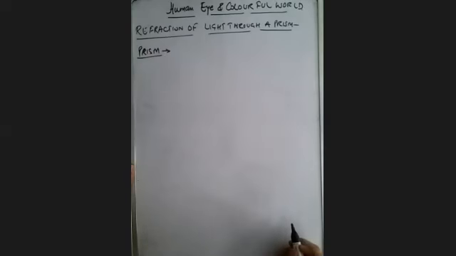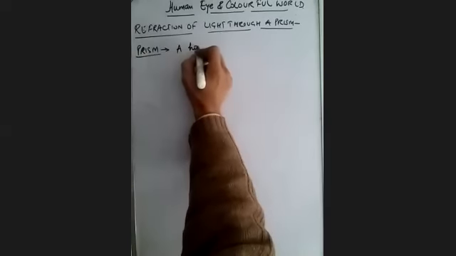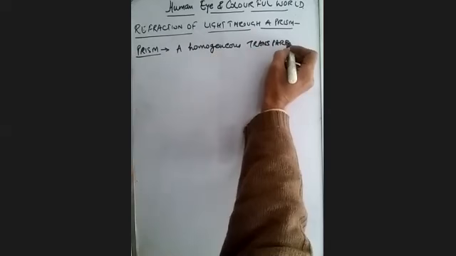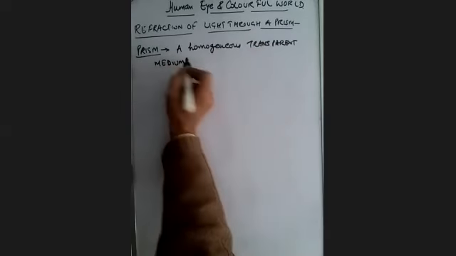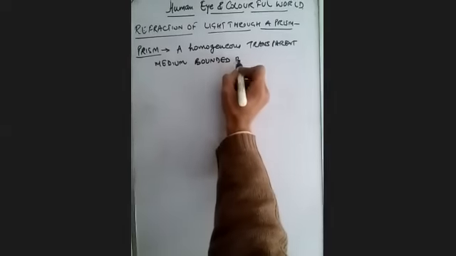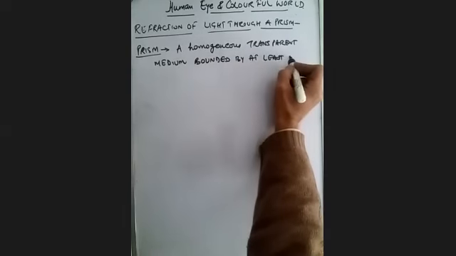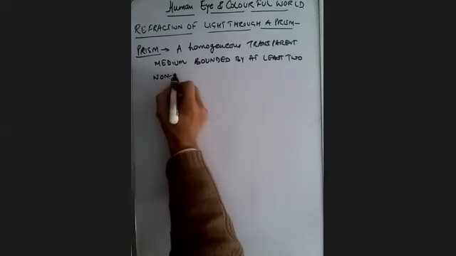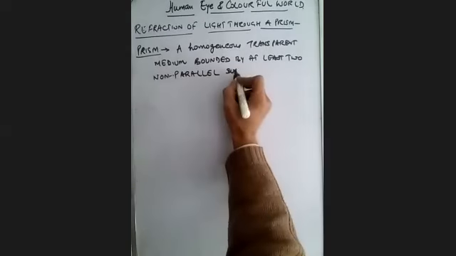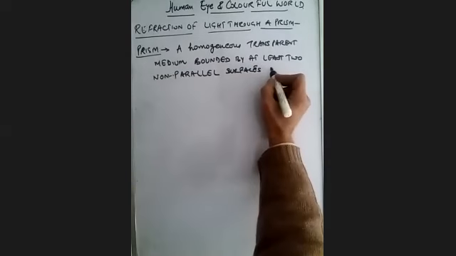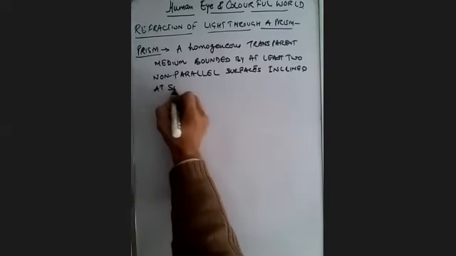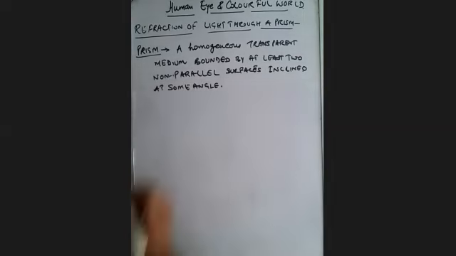A prism is a homogeneous transparent medium bounded by at least two non-reflecting, non-parallel surfaces inclined at some angle. That is the prism.